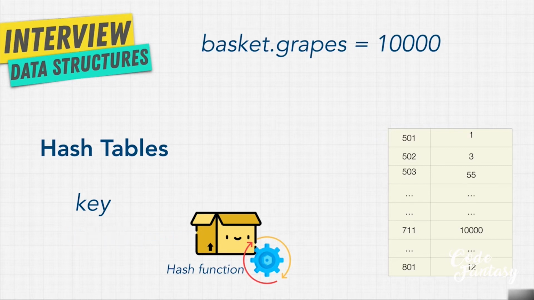All that's going to happen is we're going to pass grapes into this black box. This black box is going to do some magic, and out of it comes a key into an index where we want to store this value. So now our 10,000 grapes can be stored in this memory address, 711. And technically, it actually stores both grapes, the key, and the value of 10,000. Here, I've just simplified it to 10,000, just so it's a little bit cleaner. But keep in mind that it's going to store both key and value.